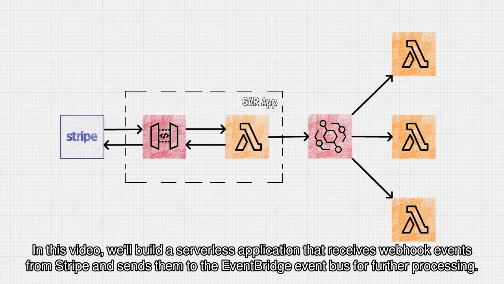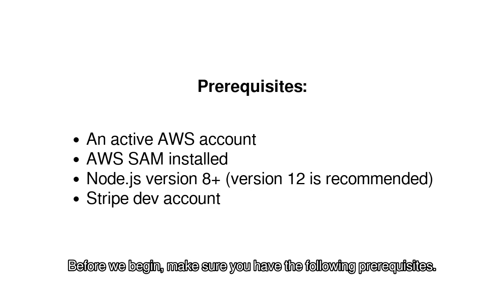In this video, we'll build a serverless application that receives webhook events from Stripe and sends them to the EventBridge event bus for further processing. Before we begin, make sure you have the following prerequisites.